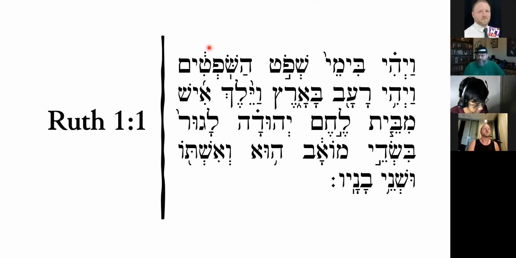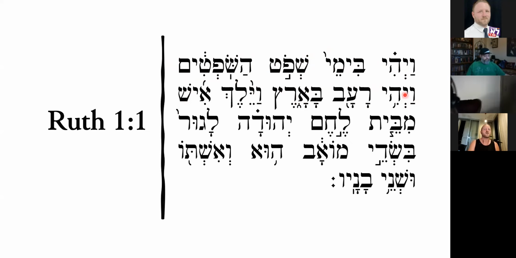So judging of the judges. This is an infinitive construct, right? And it happened. It took place in the days of the judging of the judges. That's beautiful. Notice that this infinitive construct here sets up a time. This sets us in the past in a specific time. And the vav consecutive that follows it, it has a vav, and it sounds weird when you translate that into English. And it was in the days of the judging of the judges, and there was famine in the land.